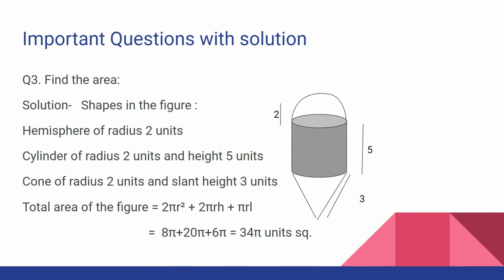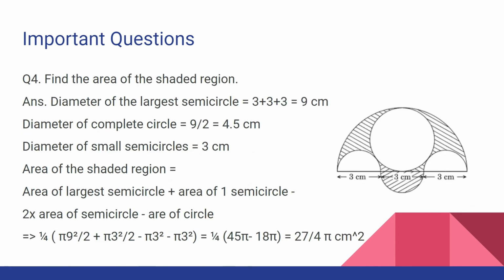Moving on to the next question. In this question we have to find out the area of the shaded region. This is one of the most important questions which is usually asked for mensuration. In the given figure you can see that there is a big semicircle of diameter 9 cm and a complete circle of diameter 4.5 cm and small semicircles, in which 2 are in the larger semicircle and 1 is outside it.